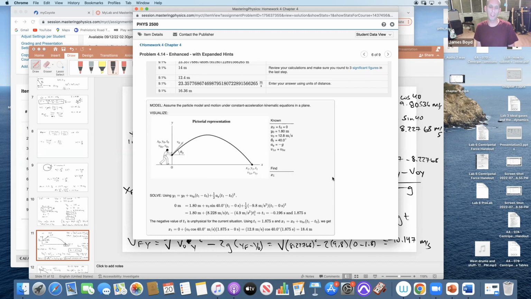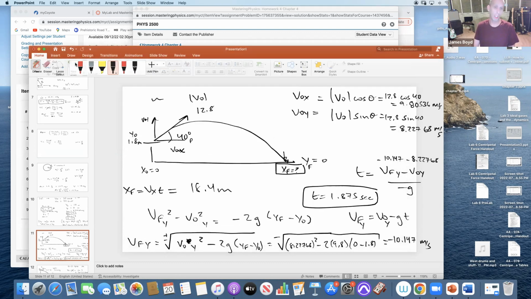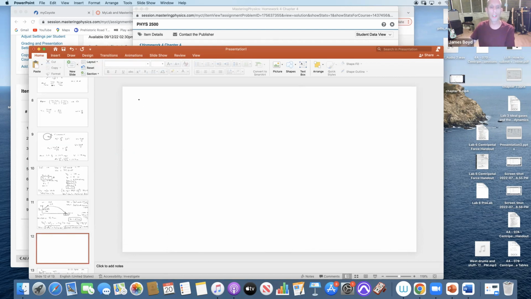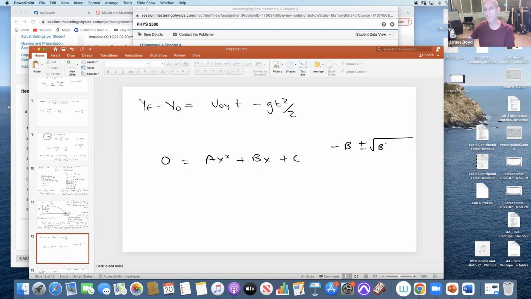Now, the other way we could have done this, had we wanted to, is we totally could have solved the quadratic. And the quadratic was y final minus y initial is v naught y t. Now again, a quadratic has to be of the form ax² + bx + c, and then you take minus b plus or minus the square root of b squared minus 4ac, over 2a. Here, if we reset this to 0, we get negative g over 2 times our squared variable plus v naught of y times our single variable.